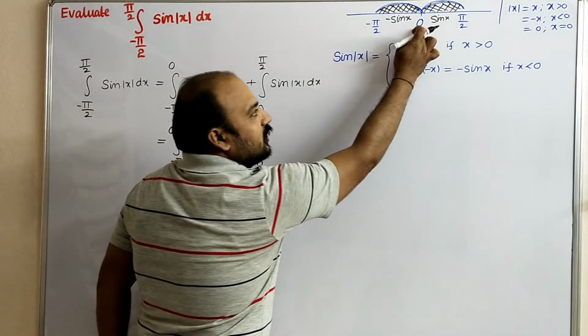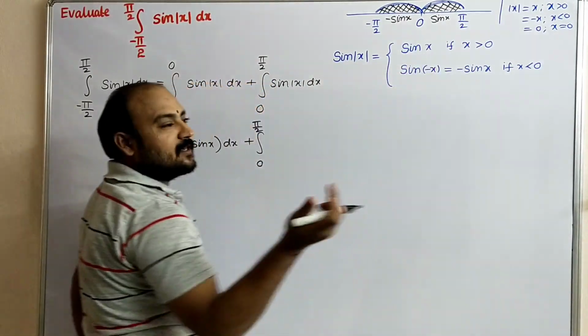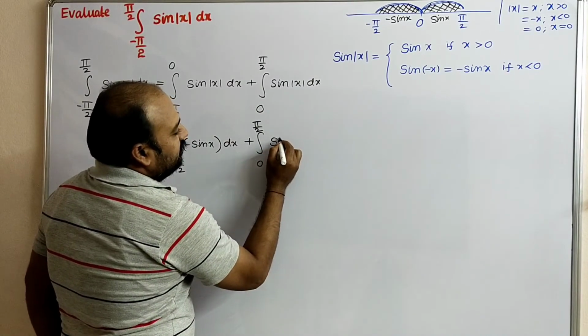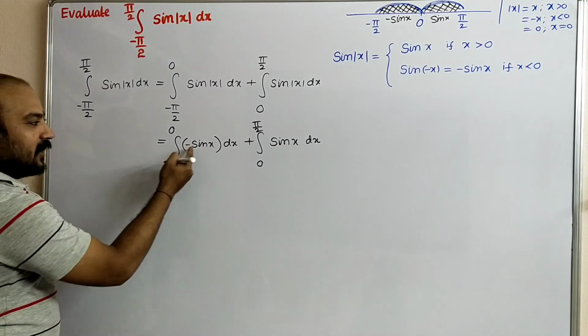Integral 0 to pi by 2. That means x is greater than 0. When x is greater than 0, sin mod x is equal to what? Sin x into dx. So minus we can take outside.